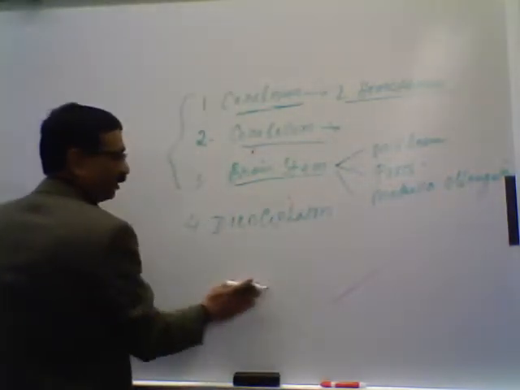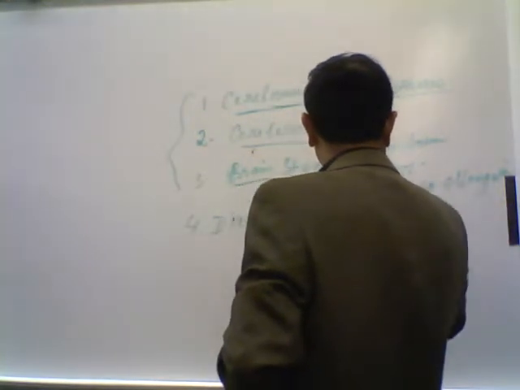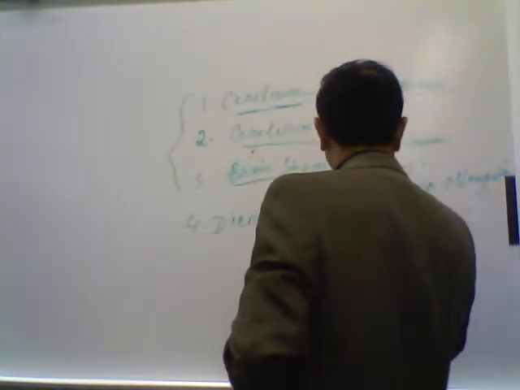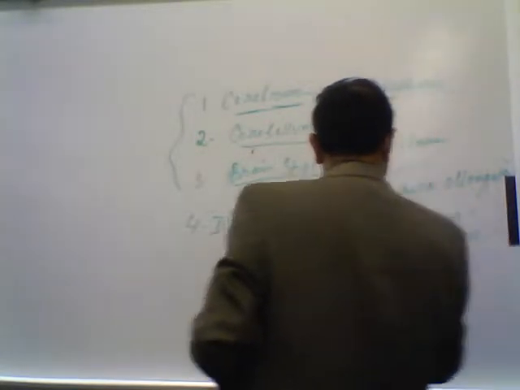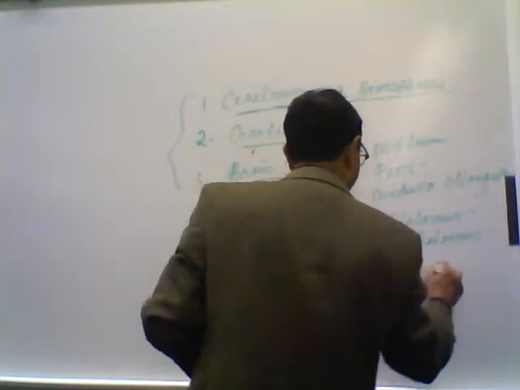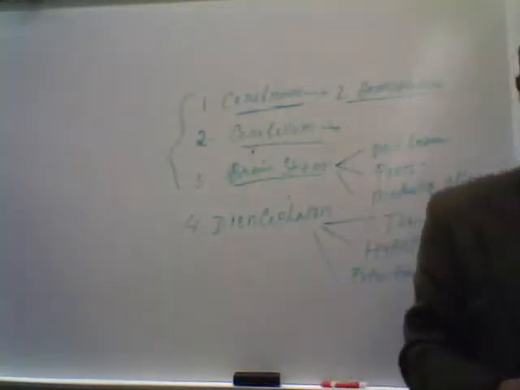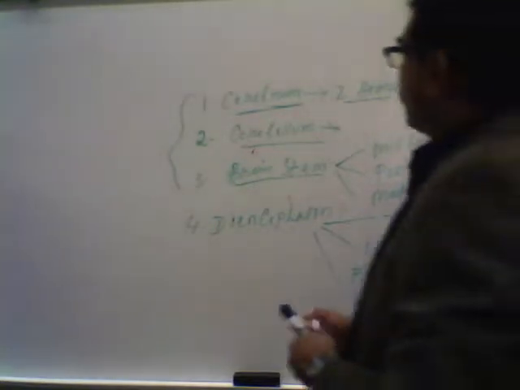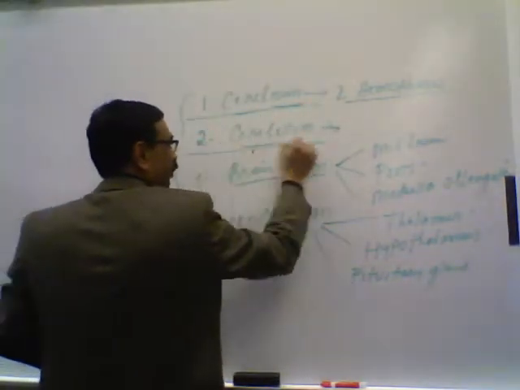Now, diencephalon consists of three structures: thalamus, hypothalamus, and pituitary gland. Okay, so those three structures belong to diencephalon. Now, I'll just briefly mention the function of each of those four structures.